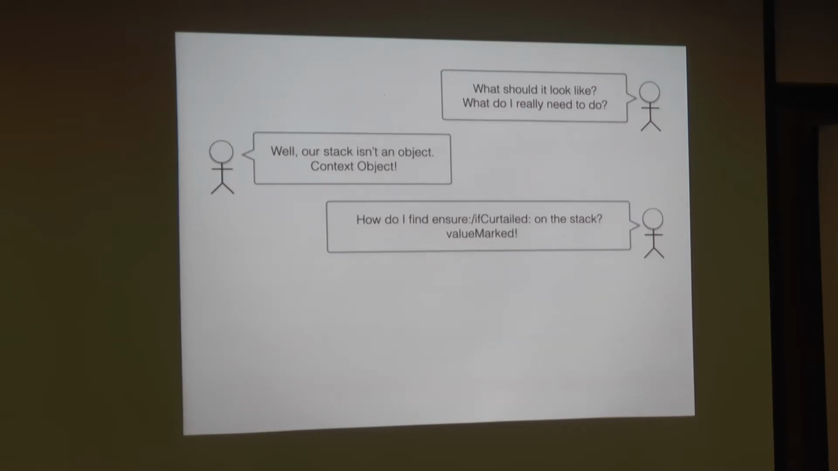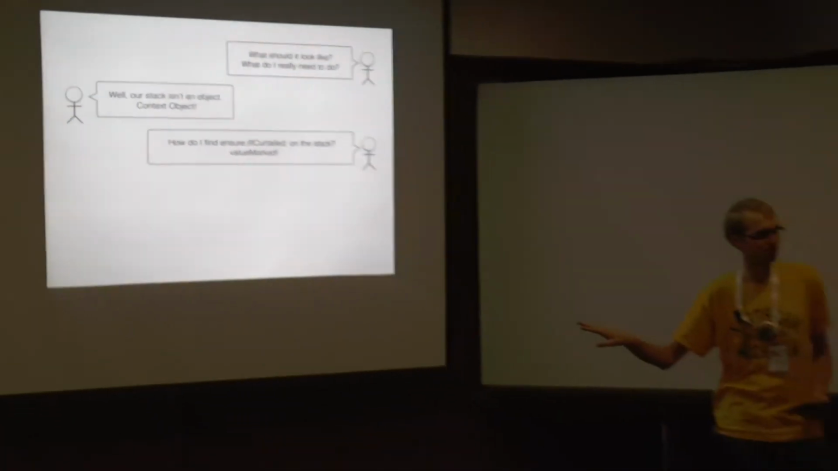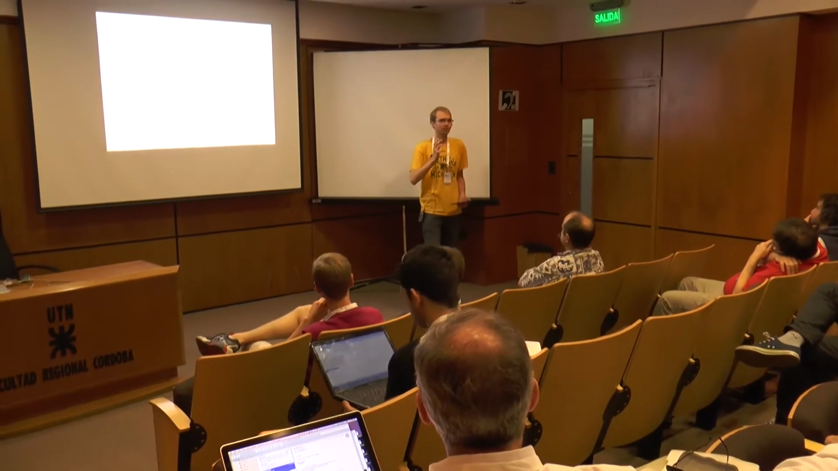So I moved on to my next problem. How do I find an ensure and ifCurtailed frame on the stack? First, what we were doing was marking the method. So we have 3 low bits that are free. One of them is used for small integer, and so I started marking the methods. This is where the VM code started getting gross. So I started marking these methods, the bottom 3 bits, and using that to determine if I need to do something.